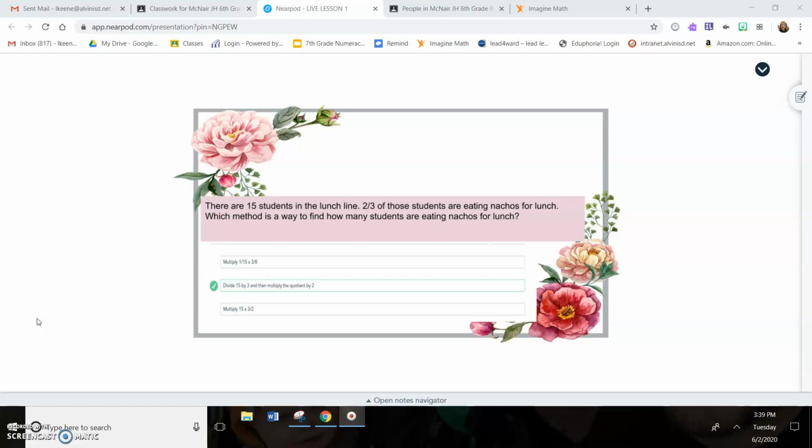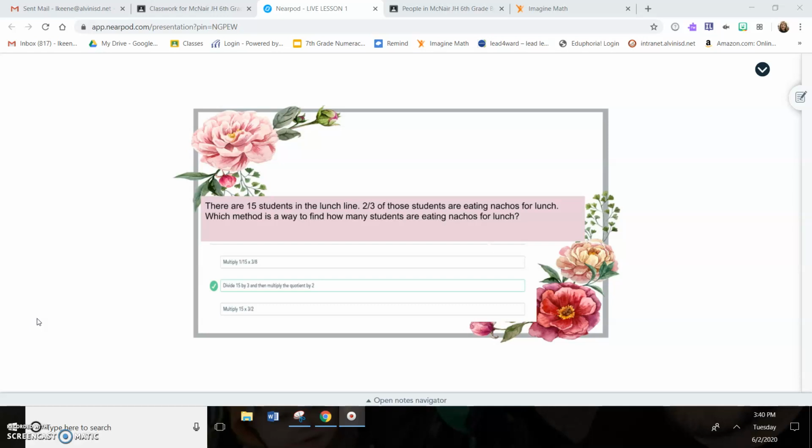Well, if I multiply 1/15 times 3/8, 1 times 3 is 3. 15 times 8 is going to be 120. So for that first answer choice, my answer would be 3 over 120. I could simplify that further and make it 1/40 because 3 is divisible by 3 and 120 is divisible by 3. But 1/40 is not equal to 10, so that's why that answer choice is not our answer choice.